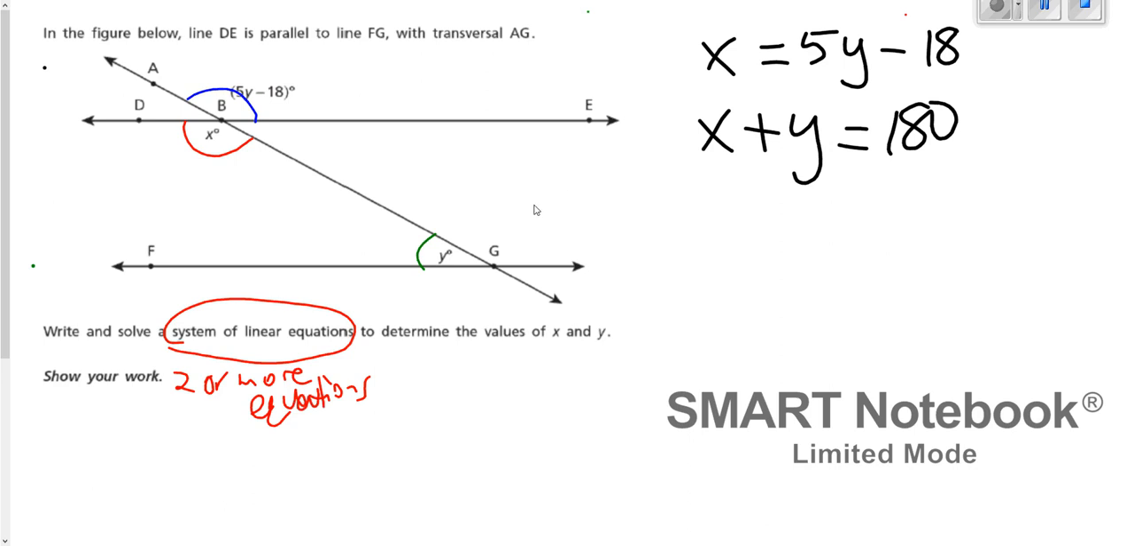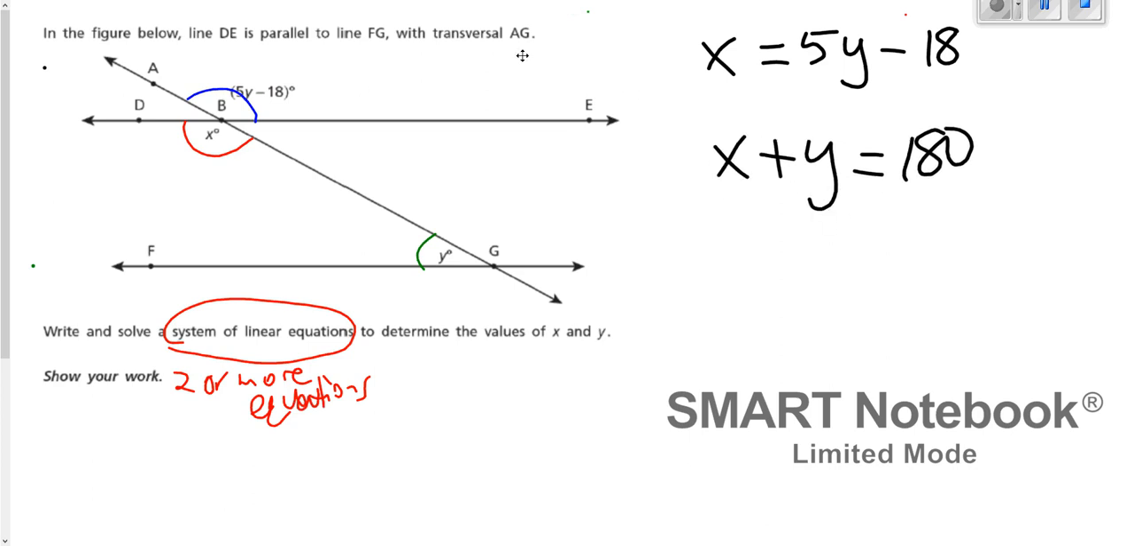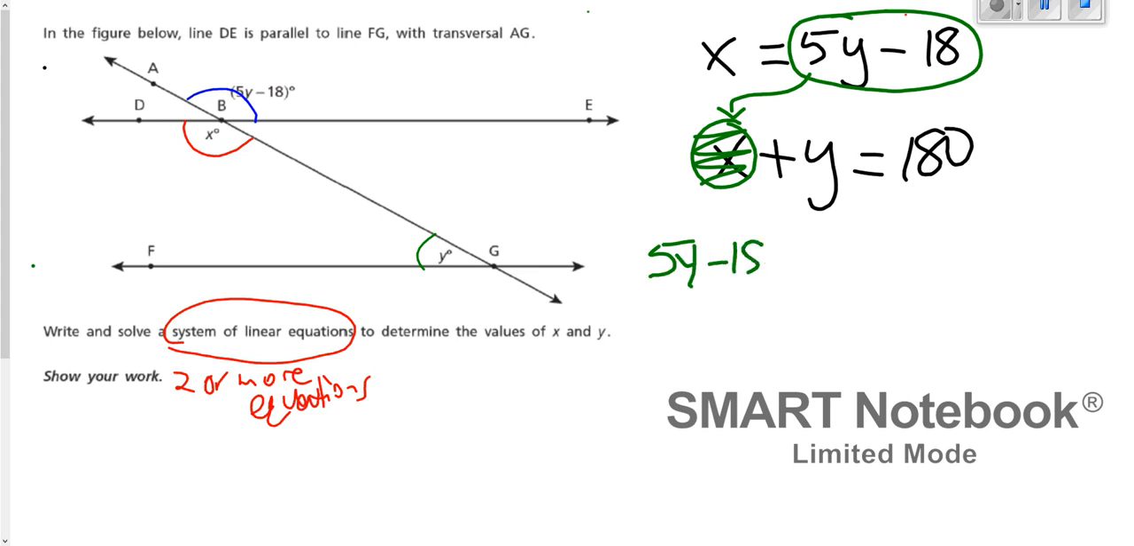So the third way we learned is substitution. When one of the equations is given to you in this format, x equals or y equals, then you can use that to substitute information into the other equation. So I know from this first equation that x and 5y minus 18 are equal to each other. So in the second equation, where I see the x, I can get rid of it and replace it with 5y minus 18 because they're the same. So it doesn't matter which one I write. I can write x, I can write 5y minus 18. Then I just bring down this plus y, and I bring down the equals 180.